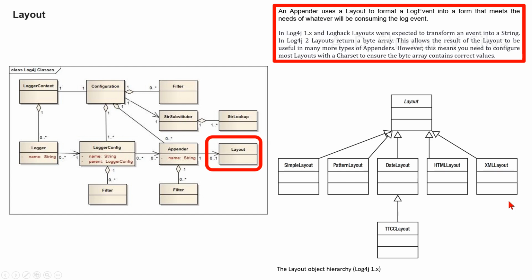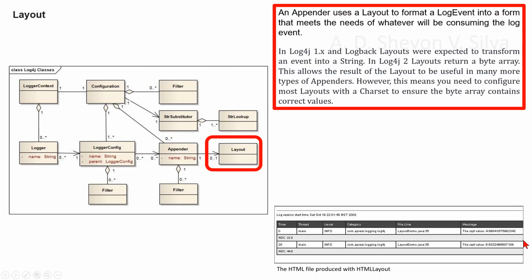So the Layout class has subclasses here in Log4j 1.x: simple layout, pattern layout, date layout, XML layout, and HTML layout. Date layout has a subclass, TTCC layout, here in Log4j 1.x. Here you can see an HTML file produced with HTML layout in Log4j 1.x.